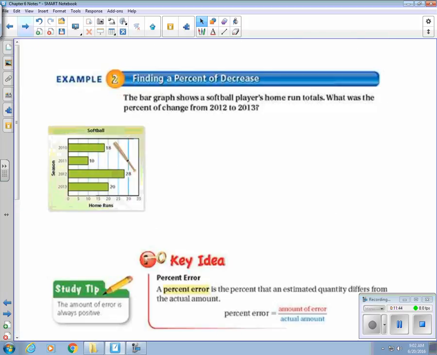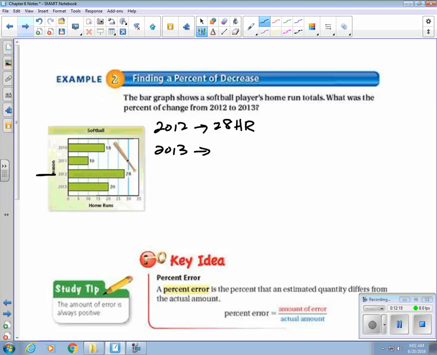All right, let's look at example number 2. Finding a percent of decrease. So it looks like we got percent changes that are going down. The bar graph shows a softball player's home run totals. What was the percent of change from 2012 to 2013? Well, we have to get some information from the graph that we have here. So in 2012, which is right here, there were 28 home runs. In 2013, which is right here, there were only 20 home runs.